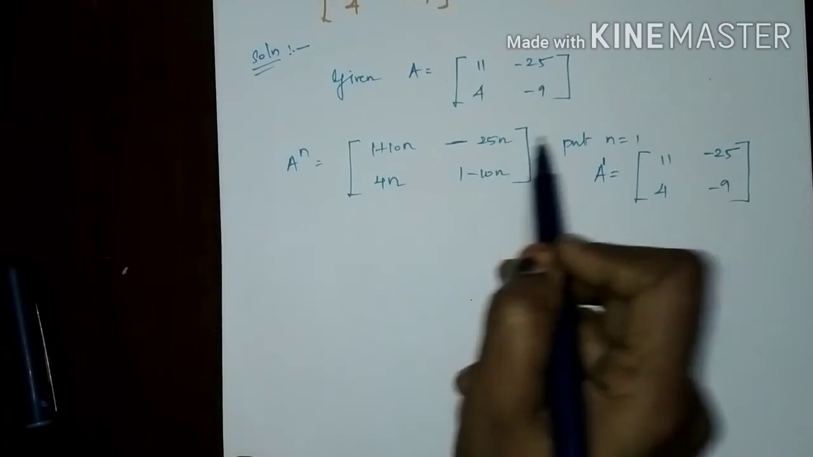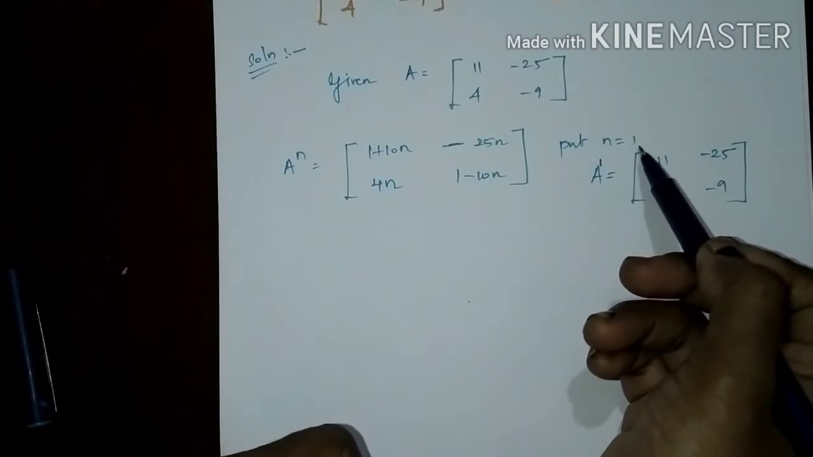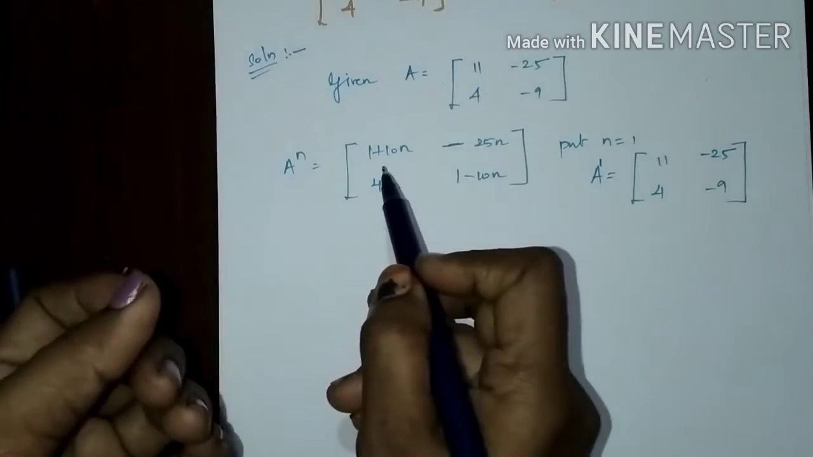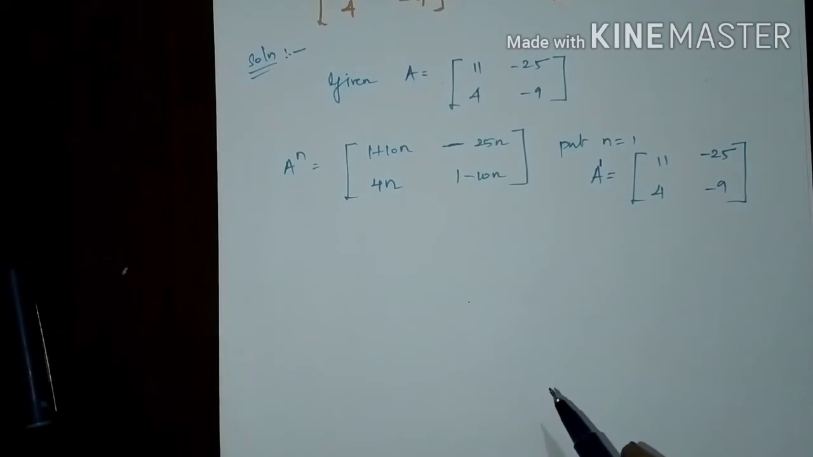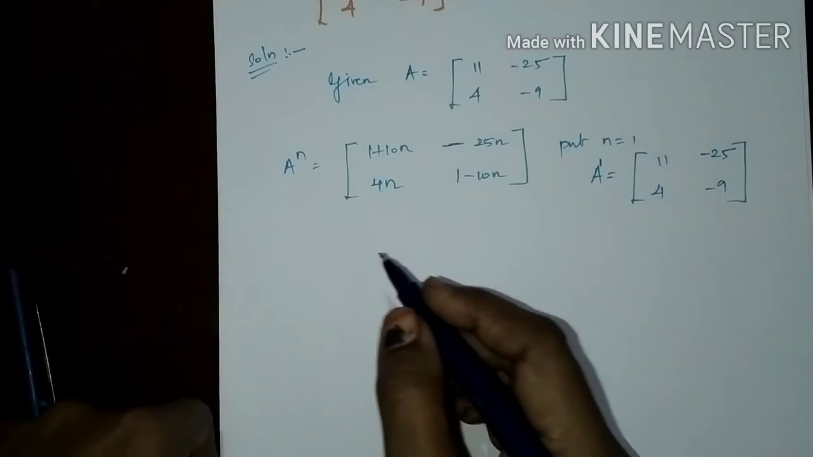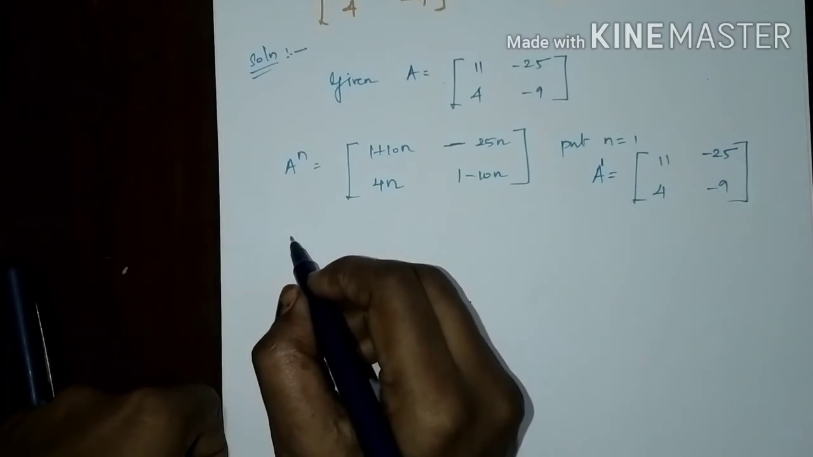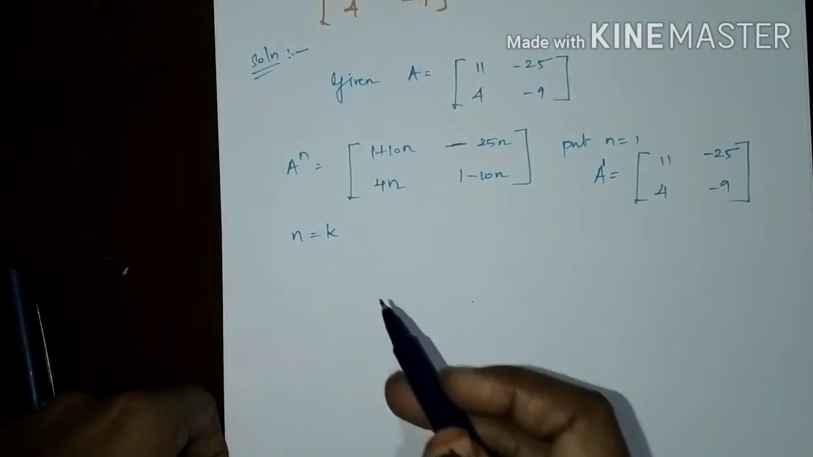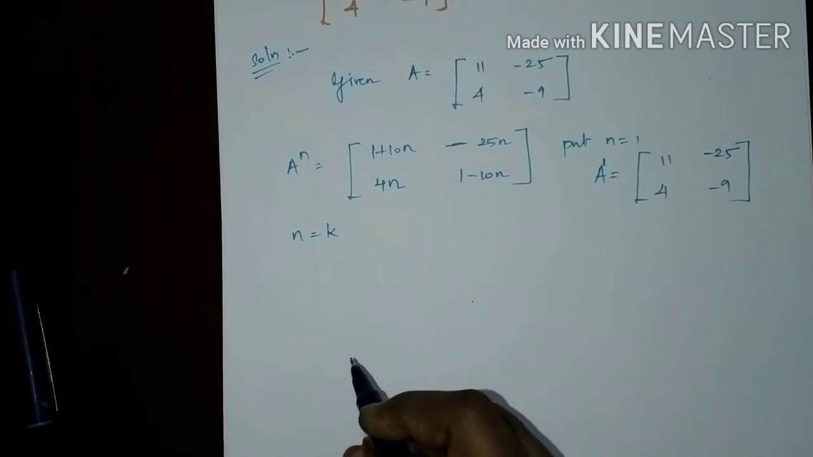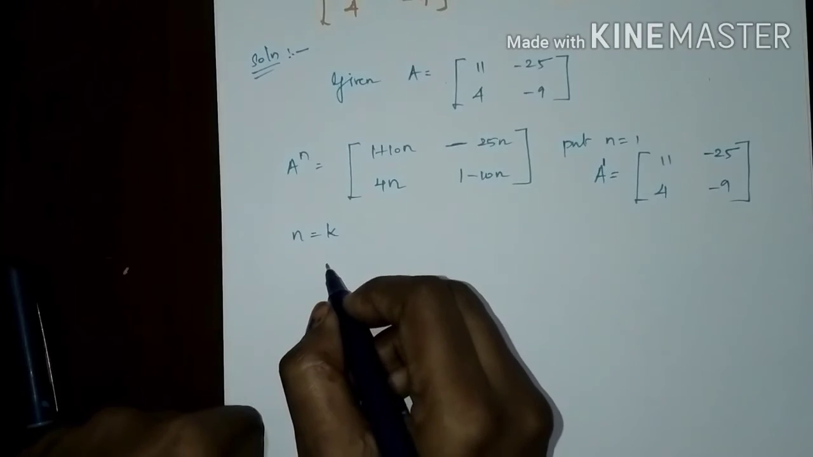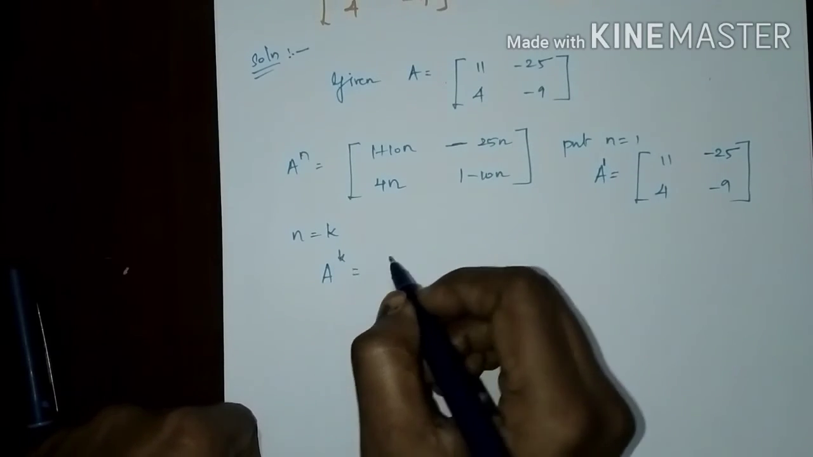This condition can hold for any value. If you put n equal to 2, we get that value. If you put n equal to 3, we get that matrix. That is, we get the A square matrix and A power 3 matrix also. Now let us assume n is equal to k. N equal to k states that n can be of any value, right? So at that time we get a matrix of A power k.